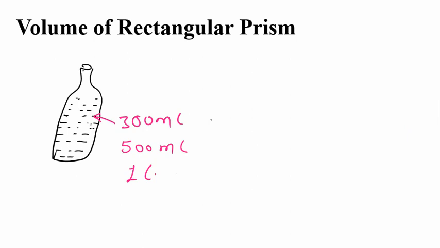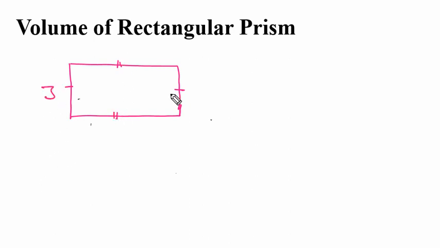Now, if you have a rectangular prism, how do you draw the rectangular prism? First of all, what is a rectangle? A rectangle is a shape where the opposite sides are equal. It means this side is equal to this, and this side is equal to this. So for example, if this side is 3, this will also be 3. And if this is 6, this will be how much? 6.